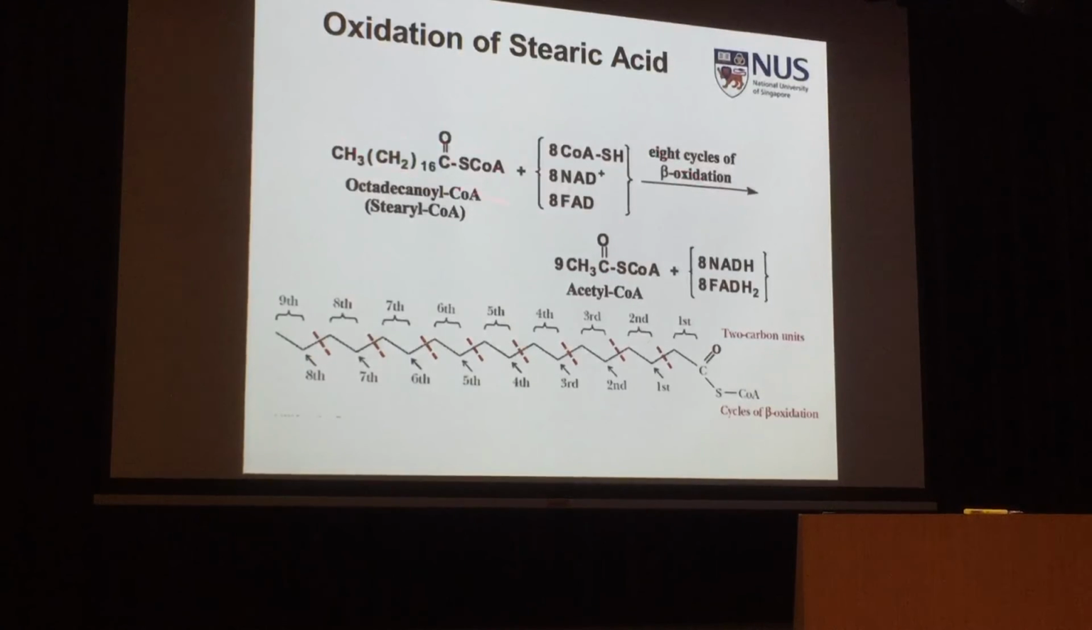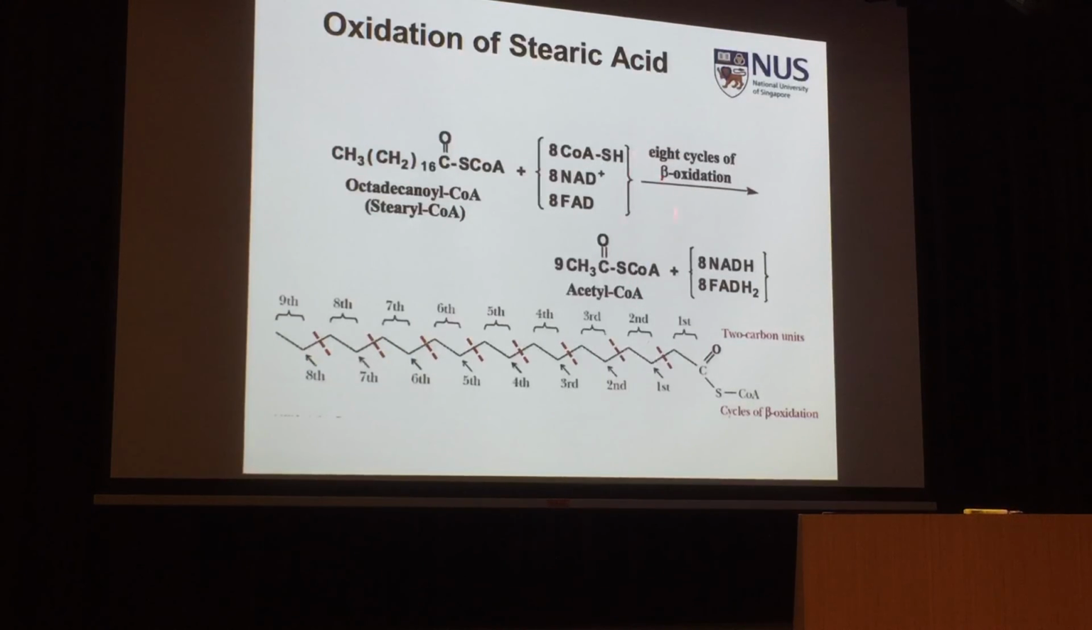Don't worry about these equations. I just want to illustrate to you what it means going through the different cycles. So don't freak out. I'm not going to ask you to write this equation for me. But you have to understand the concept, how we derive from this stearoyl CoA, which is 18 carbon, as I mentioned.